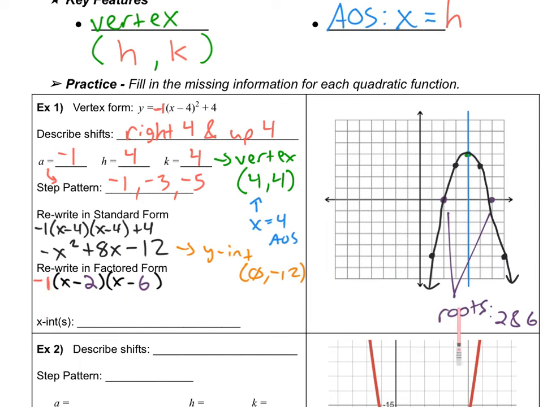All right, so our roots build the x-intercepts. Very good. The root value goes first, (2, 0), and then the other one is (6, 0).